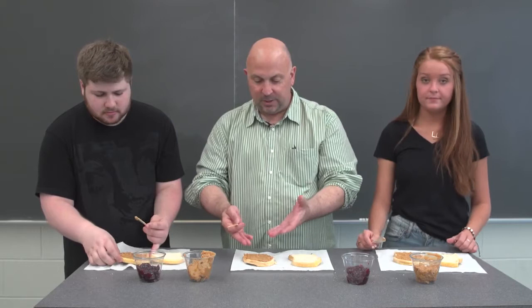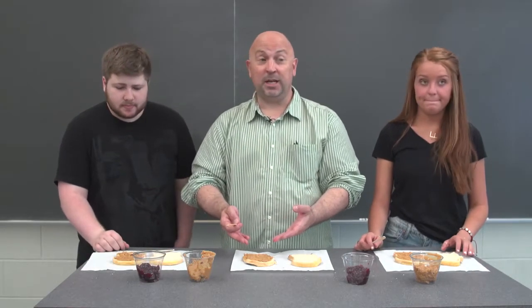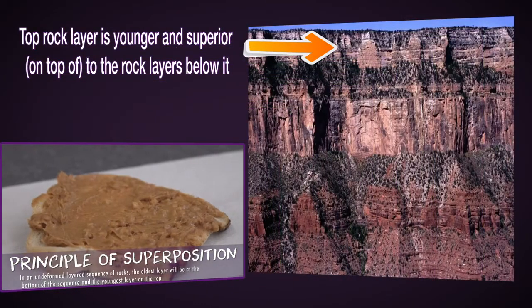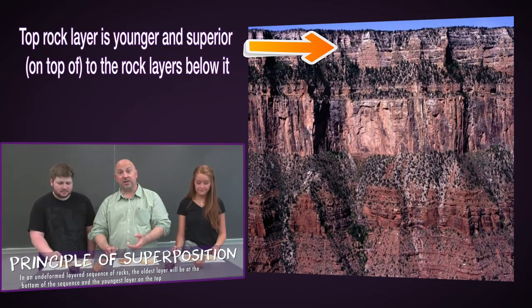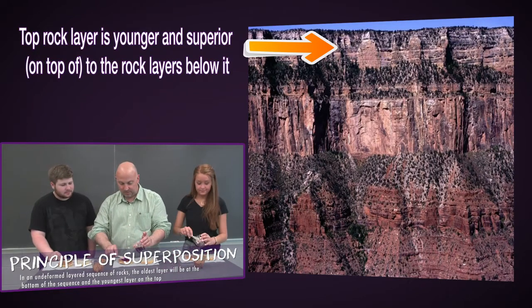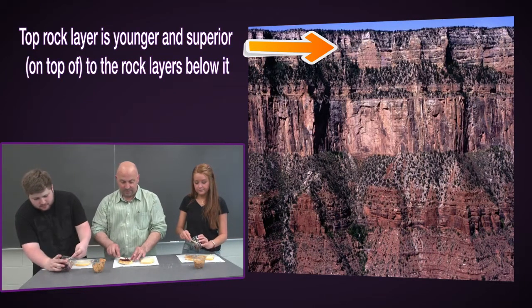So we have the peanut butter on top of the first piece of bread, and that would be like the principle of, which principle do you think that would be like, Andrew? I think that would be superposition. Superposition, right, exactly, because the peanut butter is superior to or on top of the first piece of bread. So now we're going to take our second spread, get some jam, and we're going to spread that on top of the peanut butter.